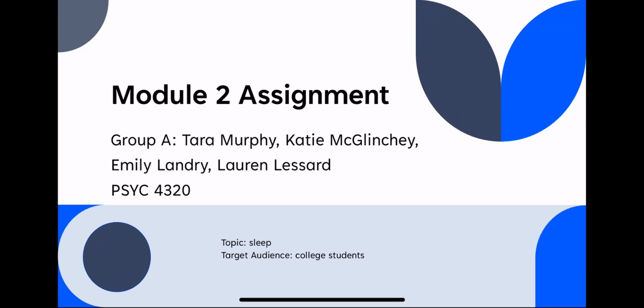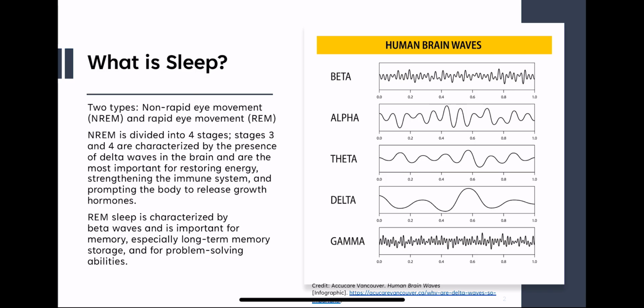Our topic that we chose was sleep, and we decided that our target audience was going to be college students. First, I'm going to start on what is sleep. Sleep can be broken down into two different categories, non-rapid eye movement and rapid eye movement. We're going to dive into the non-rapid first, and that's also going to be further divided into 4 different stages.